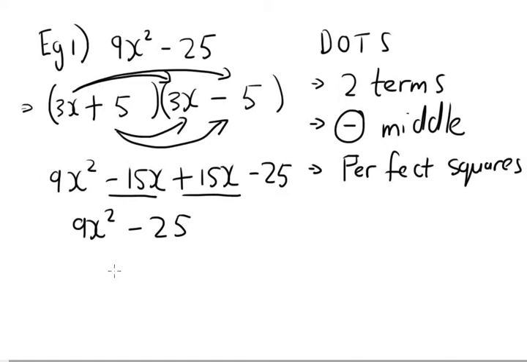Let's have a look at another example. Example 2: 1 over 81 minus x squared. I know that we don't like fractions, but sometimes we have to just take it one step at a time. So we follow the 3 things around this difference of 2 squares. The first thing, there are 2 terms, there's a negative in the middle, and both are perfect squares.